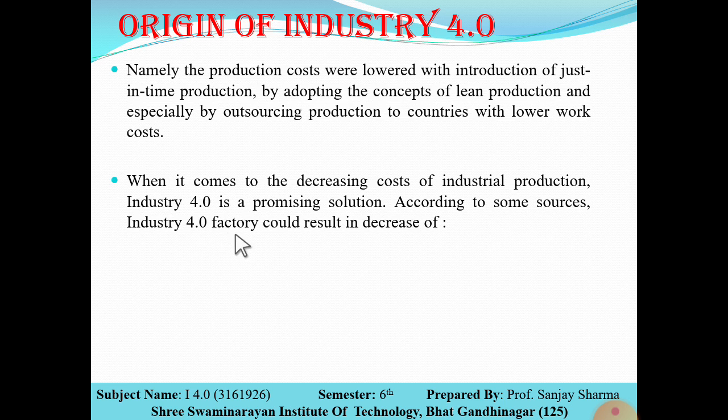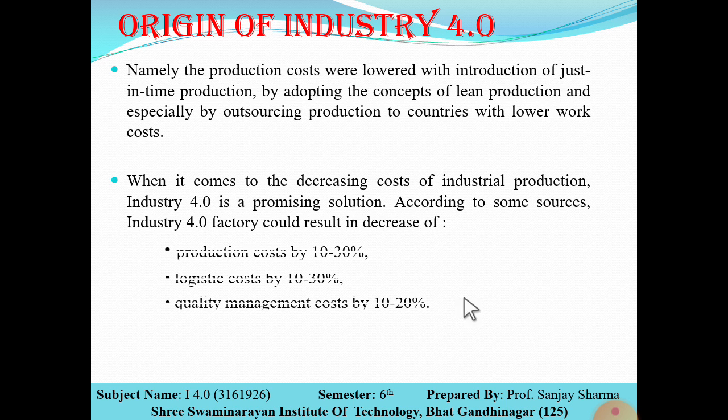According to some sources, an Industry 4.0 factory could result in a decrease of, these are some values taken from a research paper, that by adoption of Industry 4.0 production cost reduces by say 10 to 30%. So if the production cost reduces by 10 to 30%, the profit margin also increases by 10 to 30%. Logistic cost also reduces by 10 to 30%. The transportation and loading and unloading cost also reduces up to 10 to 30%. Handling cost of the system reduces by 10 to 30%. And quality management cost also reduces by 10 to 20%.